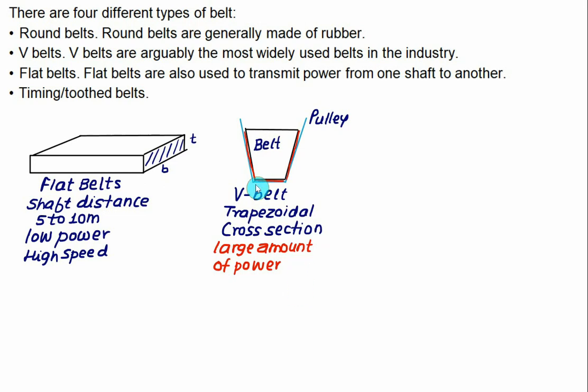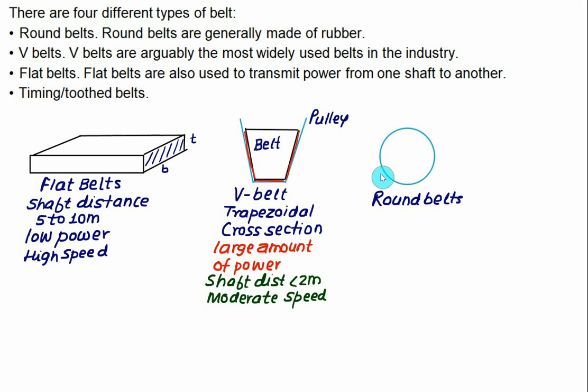V-belts are mostly used in factory workshops where a large amount of power has to be transmitted from one pulley to another, and when the two pulleys are very close to each other. Normally preferred if the shaft distance is less than 2 meters, and for large amounts of power and moderate speed.